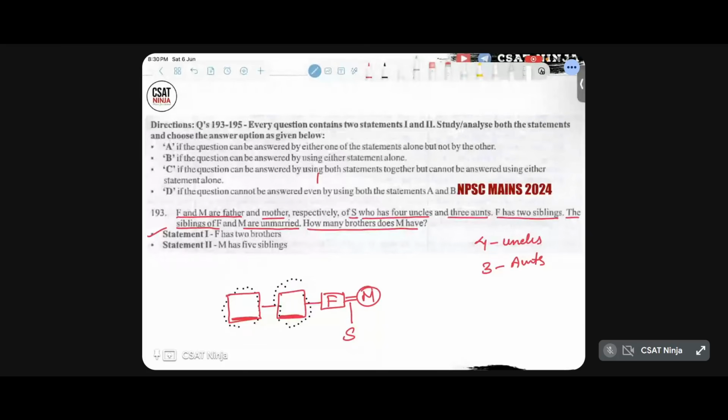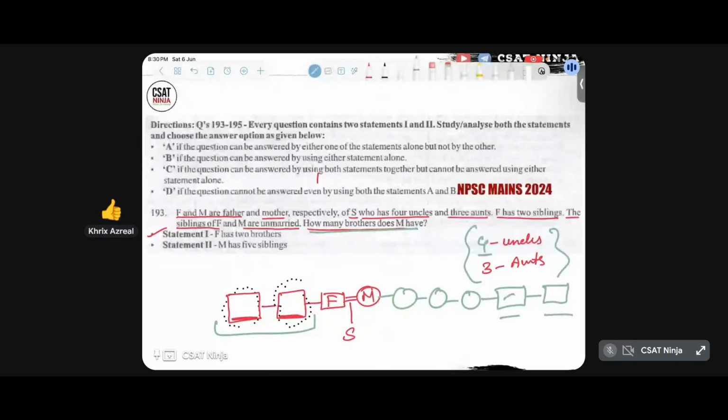And using this statement here, S has 4 uncles and 3 aunts. That means aunts 1, 2, 3 are on the mother's side. Why? Because F has only 2 siblings. So the remaining has to be mother's side, right? And since S has how many? 4 uncles. 2 uncles are here. The remaining 2 uncles will be here. What was asked? How many brothers does M have? M has 2 brothers in this case. This one and this one. That means using statement number 1 alone is sufficient to answer this one. But check the other statement as well.